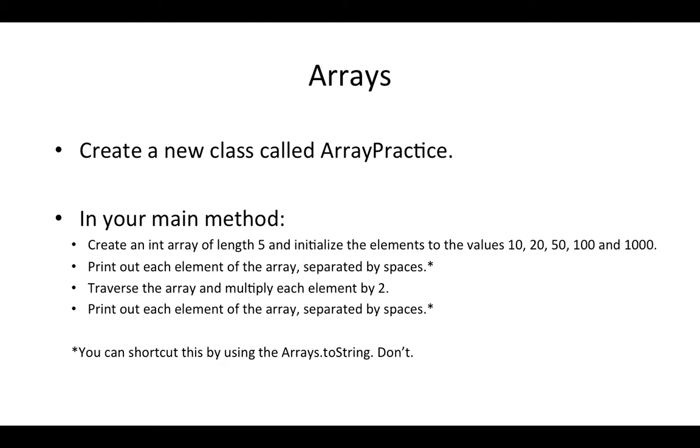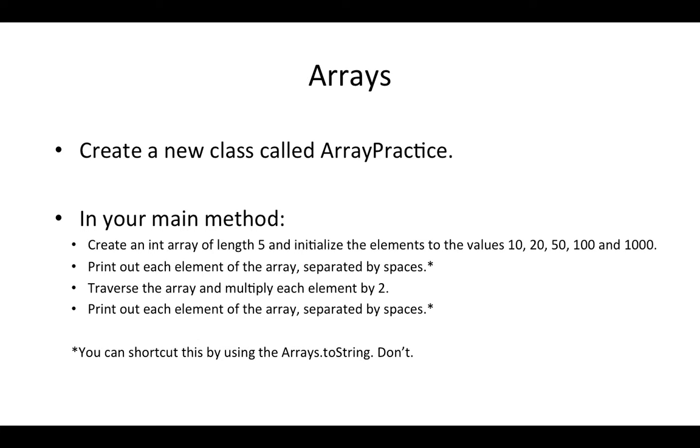So in the same main method, you're going to make an array of ints that's a length of 5, and initialize all the elements to a value of 2, 10, 20, 50, 100, and 1,000. And you can use the shortcut that I showed in the warm-up. You could assign each value individually. That's totally fine by me. You should be getting to print out each element of the array separated by spaces. This is going to involve you having to traverse the array probably with a for loop. And that's the first thing you want to do. Well, I guess it's the second thing you want to do after you make the array.